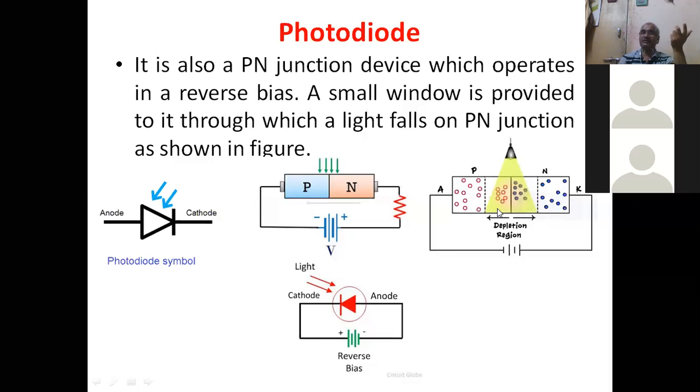And the number of charge carriers generated in this depletion region depends upon the light intensity. It depends upon the light intensity. Therefore, more the width of the depletion region, more the charge carriers will be generated. So this width of the depletion region can be increased by two ways. One is apply the more reverse voltage. Apply the more reverse voltage.